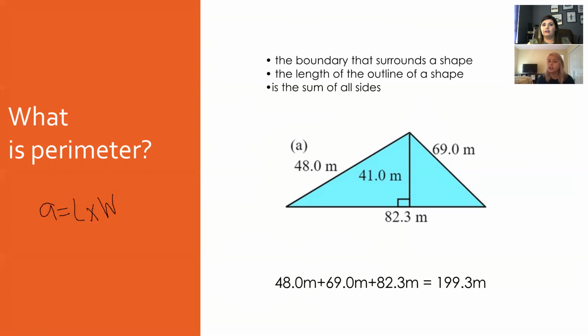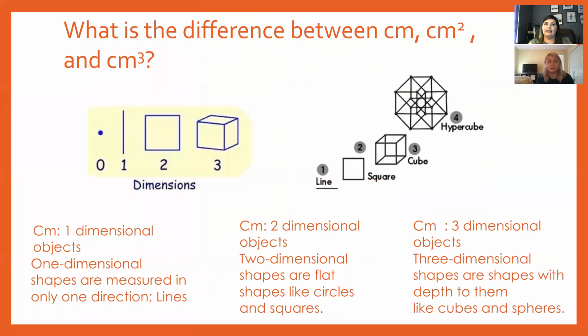So looking at this shape, I just wanted to point out in the middle here that that's actually going to be considered area, and it has nothing to do with perimeter because it's inside the shape. But looking at the outsides, we just want to add up those 3. So 48 meters plus 69 meters plus 82.3 meters would give us 199.3 meters, and that would be our P, our perimeter. And like you said, if we were to find area, it would just be the length times the width. Absolutely. All right. Well, that one's kind of easy.